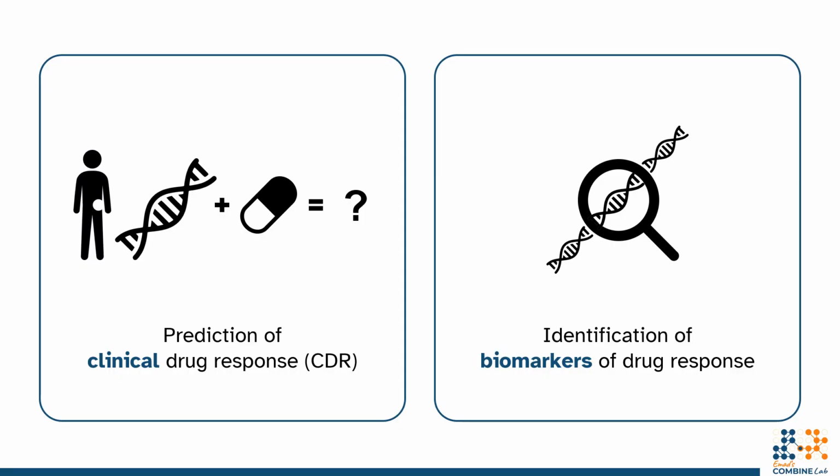In precision medicine, two of the major tasks are the following: prediction of clinical drug response or CDR, and the identification of biomarkers of drug response. In the prediction of CDR, the problem formulation is on the left. Given the molecular profile of a patient tumor, how would the tumor respond to a drug? The problem is tightly knit with biomarker identification on the right, where we would like to find out which genes significantly affect the tumor's response to a drug.